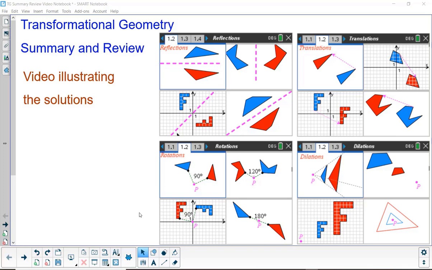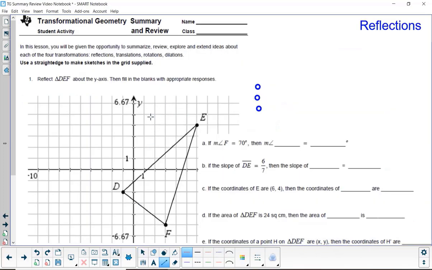Transformational Geometry, Summary, and Review. Number 1 asks you to reflect this triangle about the y-axis. So we first need to draw lines perpendicular to the y-axis from each of the pre-image points. So from F, I'll have to go in the opposite direction along this line. D will go in the opposite direction here, and E will go in the opposite direction along this line.